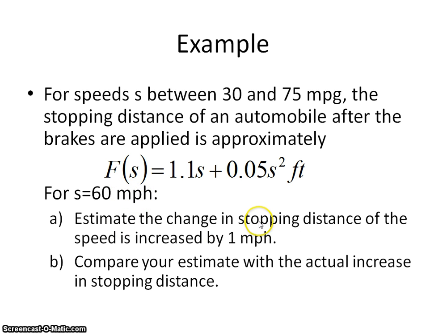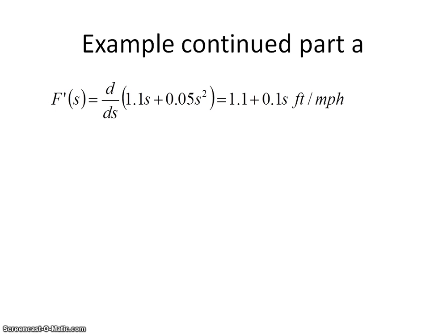We want to estimate the change in stopping distance if the speed is increased by 1 mile per hour, and then compare our estimate to the actual increase in stopping distance. So first, we're going to find the change at 60 miles per hour, and then we'll use our equation to do 61 minus 60, and then we'll compare by actually plugging 61 into the equation. Alright, so first we have to find the derivative.